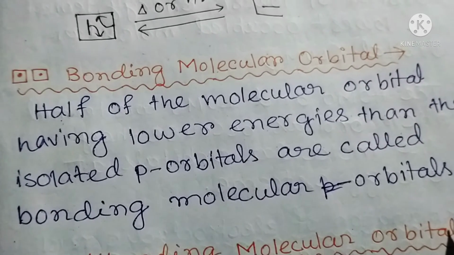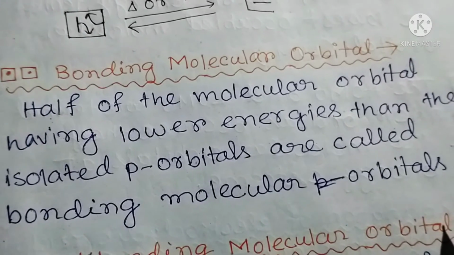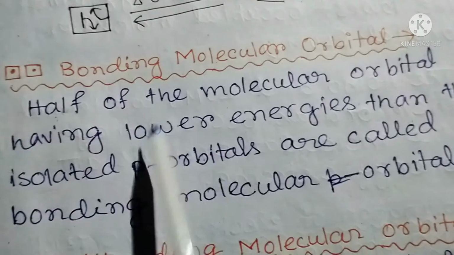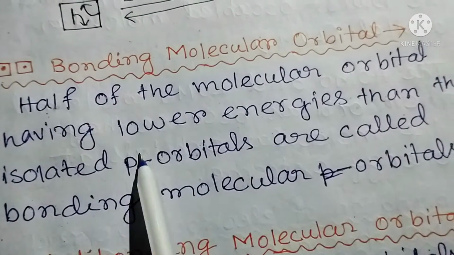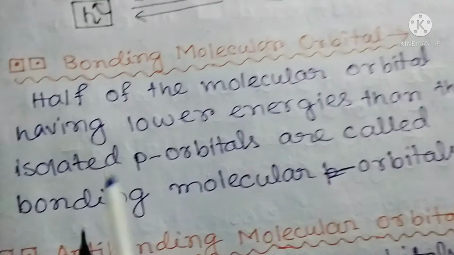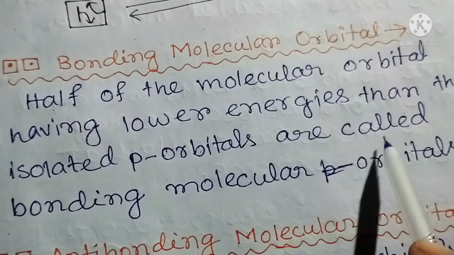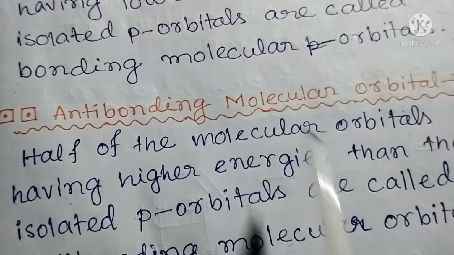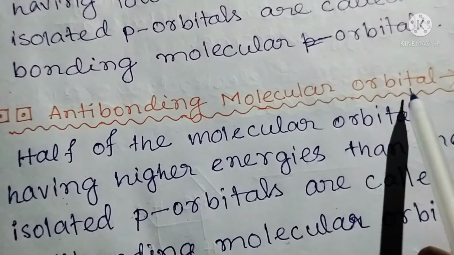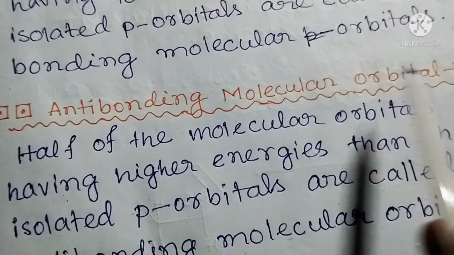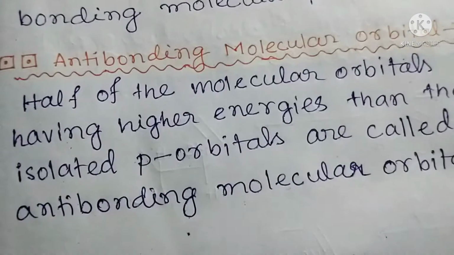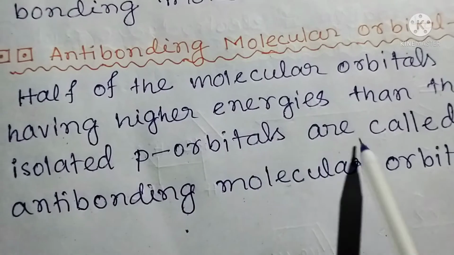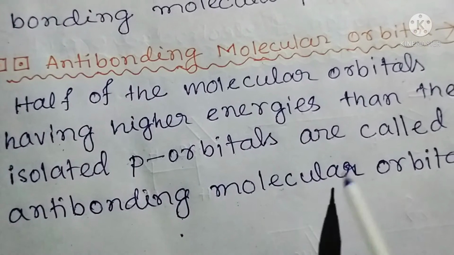Now we shall study about bonding molecular orbital. What is bonding molecular orbital? Half of the molecular orbitals having lower energies than the isolated p orbitals are called bonding molecular orbitals. Next one is antibonding molecular orbital. What is antibonding molecular orbital? Half of the molecular orbitals having higher energies than the isolated p orbitals are called antibonding molecular orbitals.